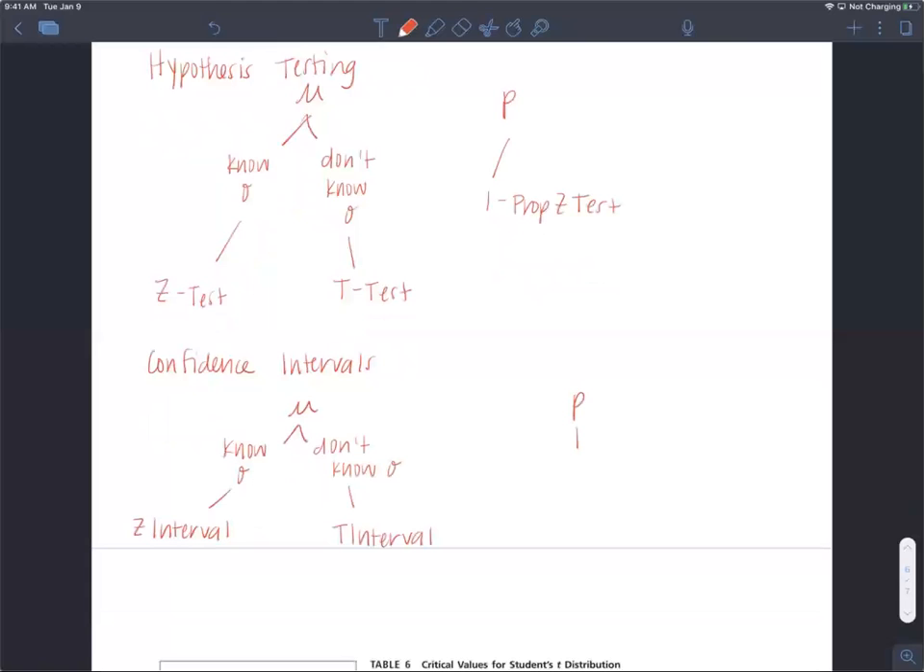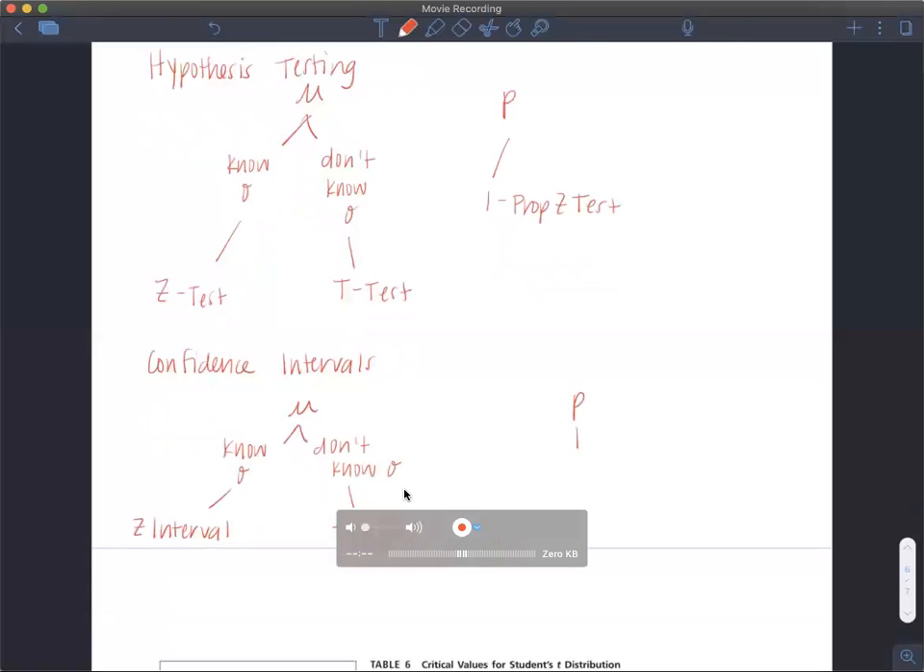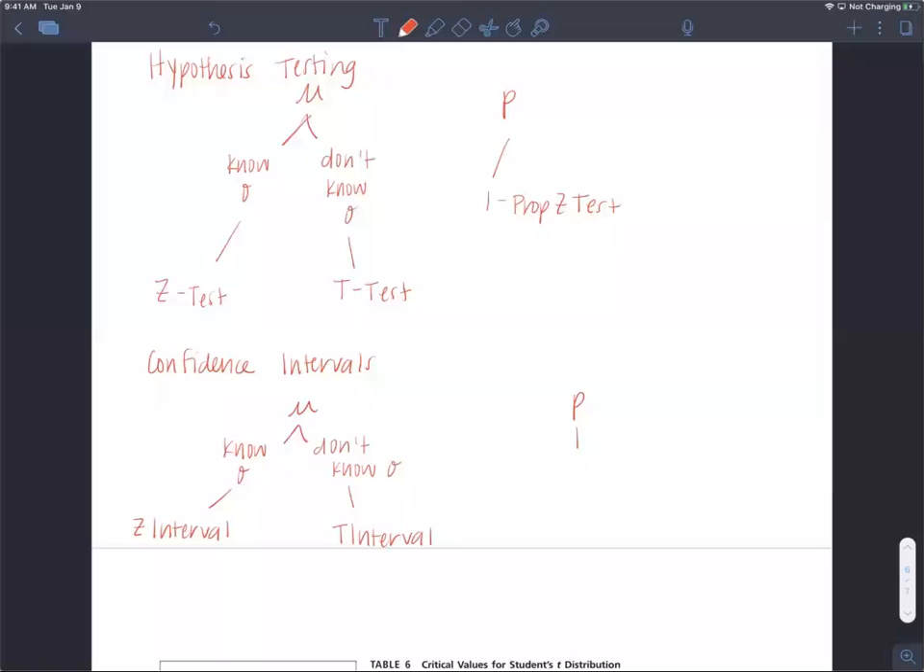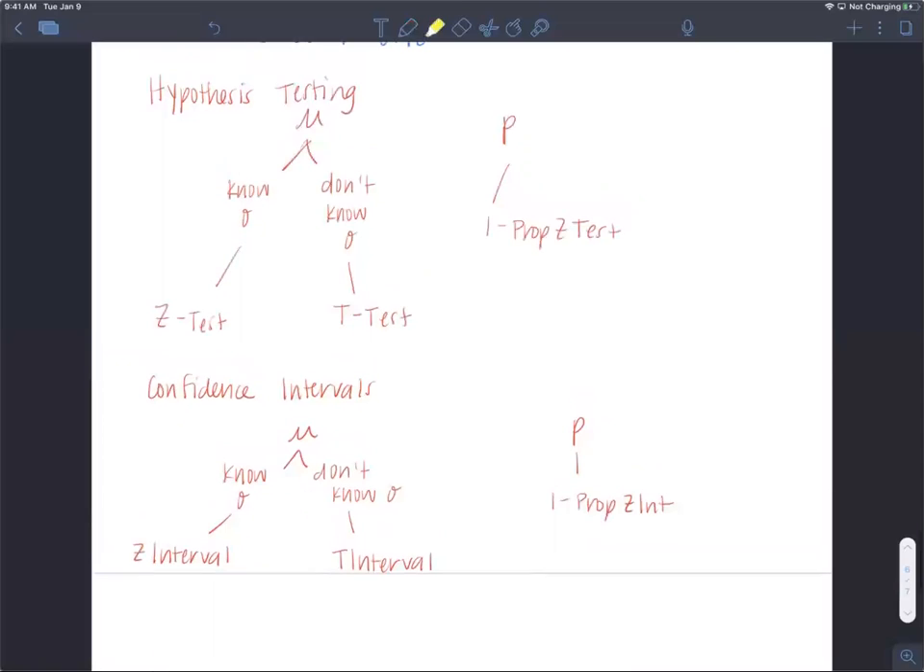And when you're testing for P, you're going to use, what is it called again? I think it's like one prop Z. Hang on. One prop Z int. And notice the only thing that changed when I went from hypothesis testing to confidence intervals is everything went from test to interval. And so here you just have to be very careful.